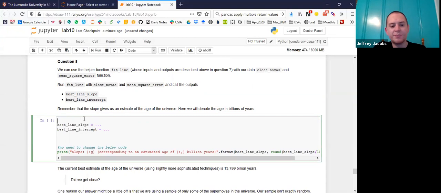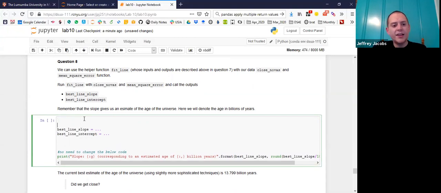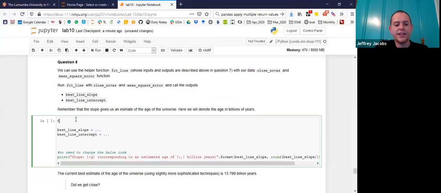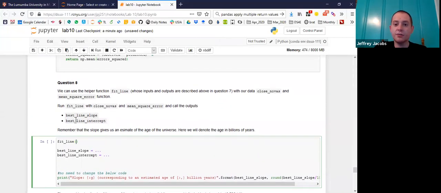When you do this question, personally, I found it ultra confusing because it says set best line slope equal to something and set best line intercept equal to something. But actually, you'll see that fit line, our line optimizer, returns two things at the same time. I'll show you what I mean. I'm going to comment out all the lines in it for now, and show you what the output of fit line looks like.